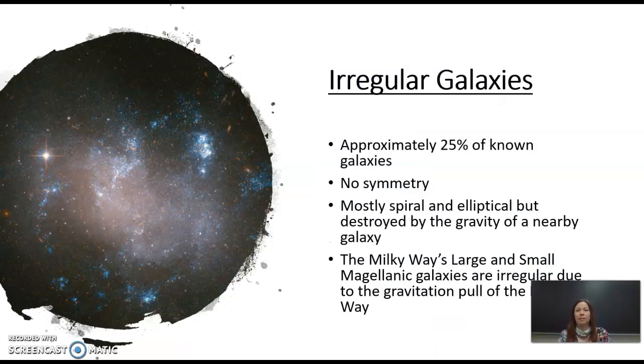Irregular galaxies is the last category. This is about 25% of our known galaxies. There's absolutely no symmetry at all, so no mirror image of itself. Mostly spiral and elliptical galaxies are destroyed by the gravity of a nearby galaxy. That will stretch it out in some weird ways and give you some of your irregular galaxies. The Milky Way's large and small Magellanic galaxies are irregular due to that gravitational pull. So they once were smaller elliptical ones. Now that they're getting sucked into the Milky Way, they're becoming irregular.